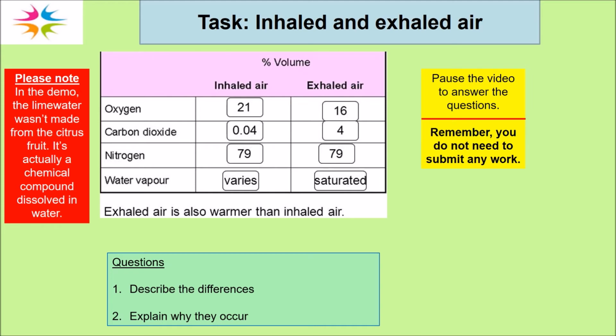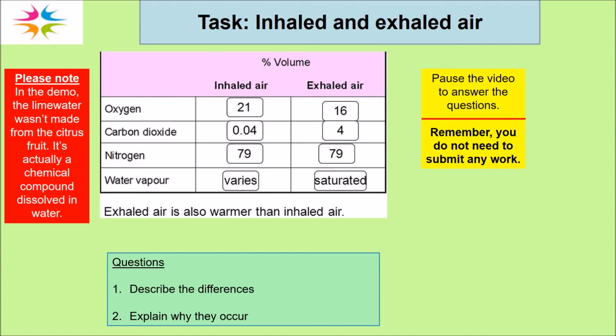Okay, now, if you were thinking about the questions, you would notice that in exhaled air, the percentage of oxygen is less than the oxygen that you inhale. With carbon dioxide, it has increased. It has gone from 0.04% to 4%. And with nitrogen, it remains unchanged. And water vapor, in inhaled air, it varies, and in exhaled air, it is saturated. That means that you've got the maximum amount of water vapor in there.